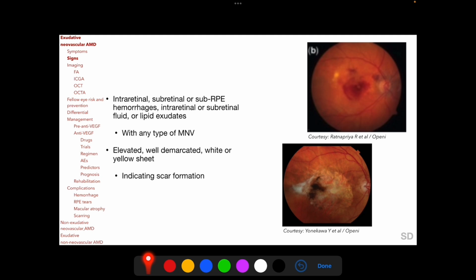In addition to the membrane itself or a PED in eyes with neovascular AMD, we may also find intraretinal, subretinal or sub-RPE hemorrhages, intraretinal or subretinal fluid and lipid exudates, and an elevated well-demarcated white or yellow sheet as seen here in this clinical photograph indicates end-stage macular scarring.